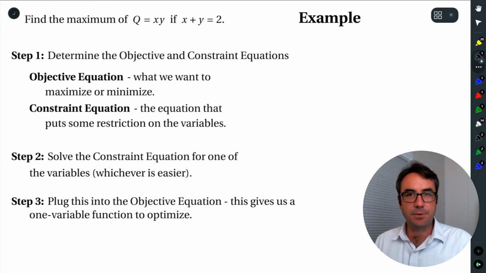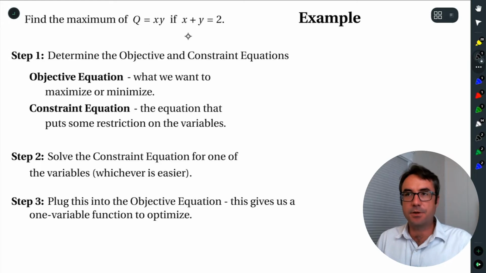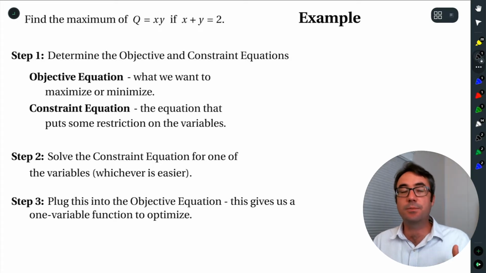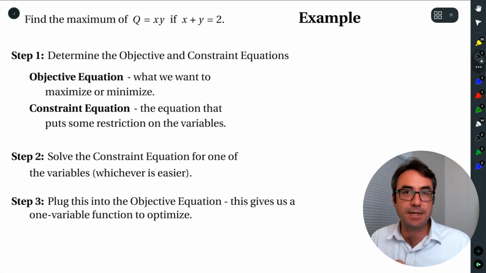So in this first example, this is the entire problem here, we want to find the maximum value of this function, Q equal to x times y, provided x plus y is equal to 2. So what we're doing here is looking for two numbers, x and y, that when we add them together we get 2. And we're trying to find the two numbers that multiply together and give us the largest possible result.